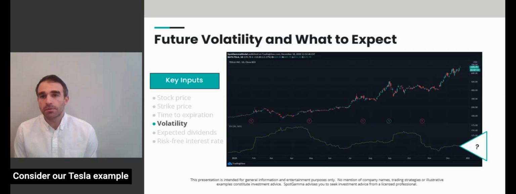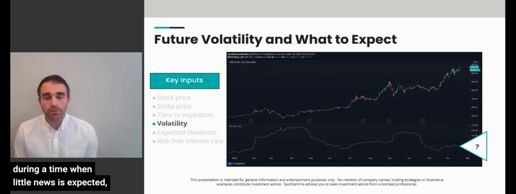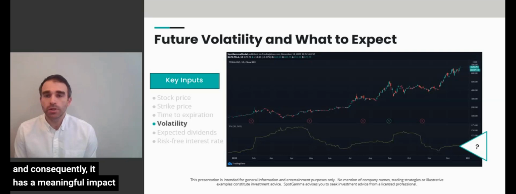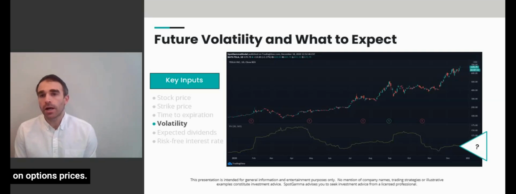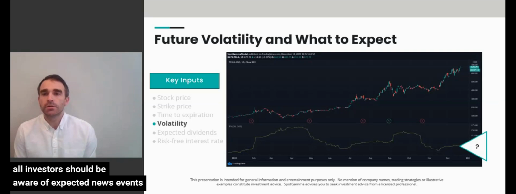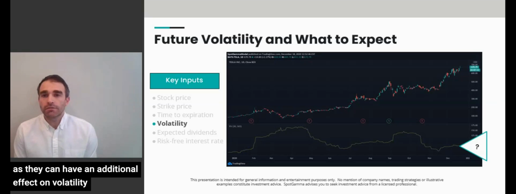Consider our Tesla example and imagine you are looking at options that expire in 3 weeks. Rather than it being in the middle of August, during a time when little news is expected, we know that earnings is coming out in 5 days. This event is important and gets calculated into the implied volatility, and consequently it has a meaningful impact on options prices. While the majority of our discussion has been about technical analysis, all investors should be aware of expected news events such as quarterly earnings, as they can have an additional effect on volatility which significantly impacts the price of options.